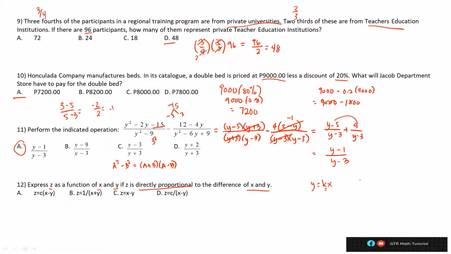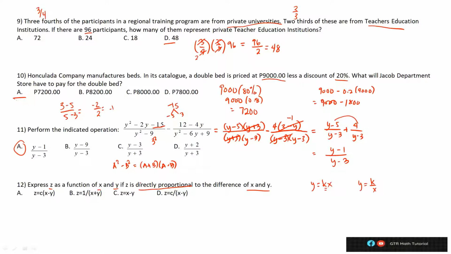Okay? Kapag inversely proportional naman, y is inversely proportional to x. So y is equal to k over x. So ganyan yung palatandaan sa directly proportional at inversely proportional. So may constant tayo. Pwedeng k, pwedeng c. So sa problem na ito, sa example na to, c ang constant natin. So pag directly proportional, tandaan, meron laging constant doon. C or k. So therefore, sa choices natin, yung letter B and letter C, walang constant. So ang pwede na lang maging answer natin is letter A or letter D.